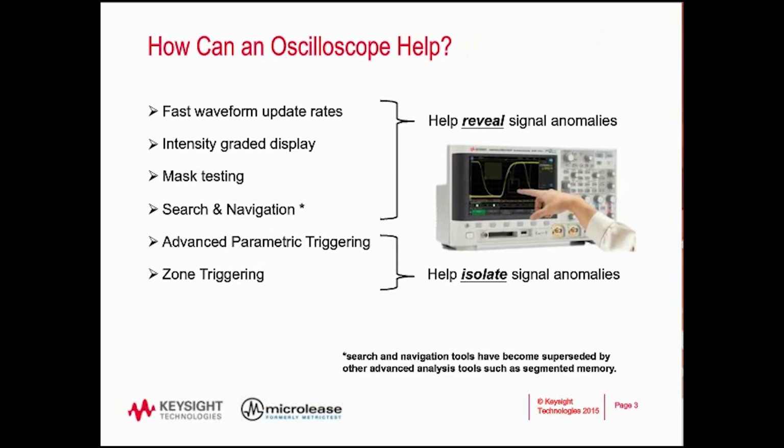Keysight scopes have advanced capabilities that can help you reveal signal anomalies as well as isolate signal anomalies. Fast waveform update rates, intensity-graded displays, mask testing, as well as search and navigation tools can help you reveal parametric signal violations on screen. And then you'll use advanced parametric triggering or alternatively zone triggering to be able to lock in on the violations you've seen. This presentation will show examples of all of these tools to help uncover various types of these signal violation conditions.